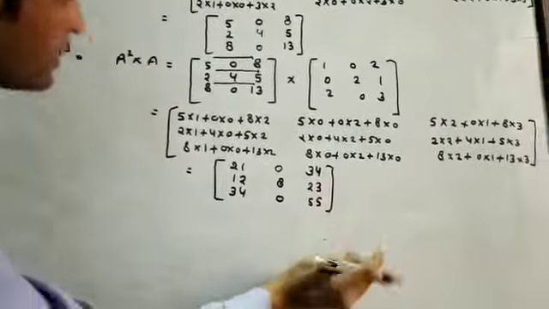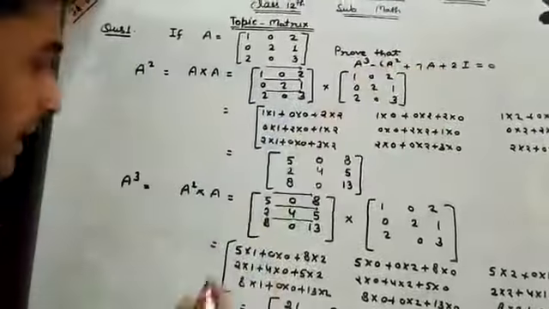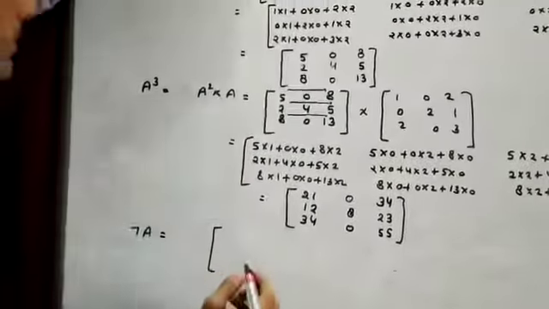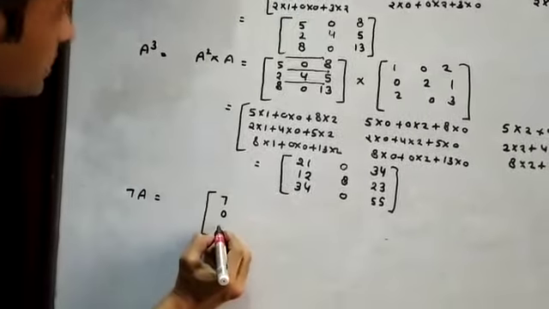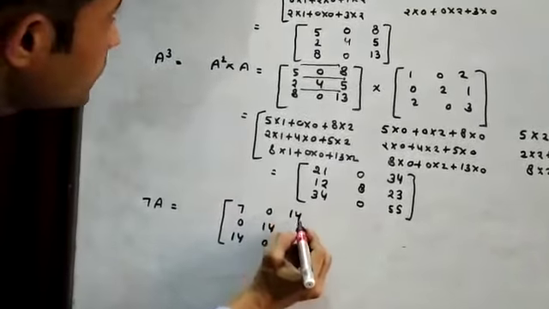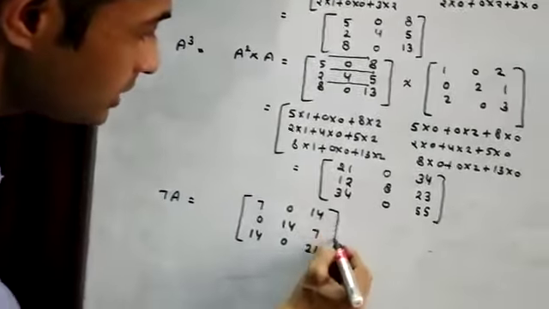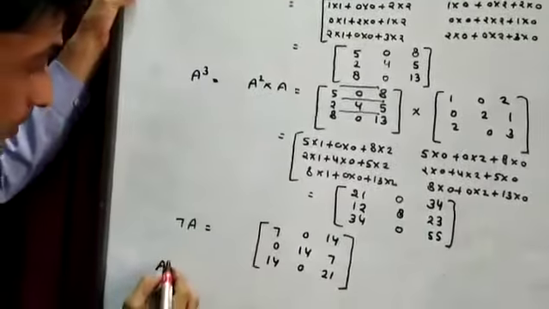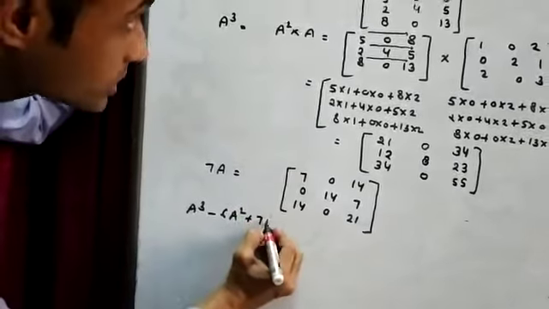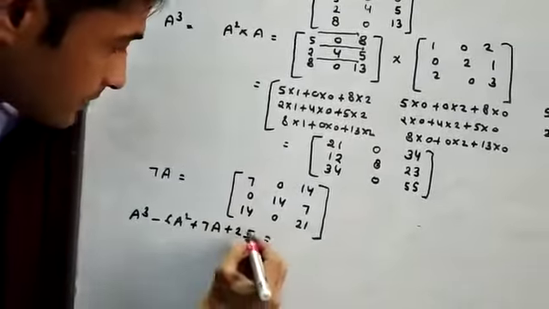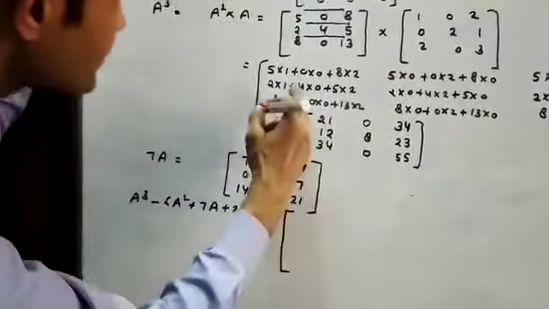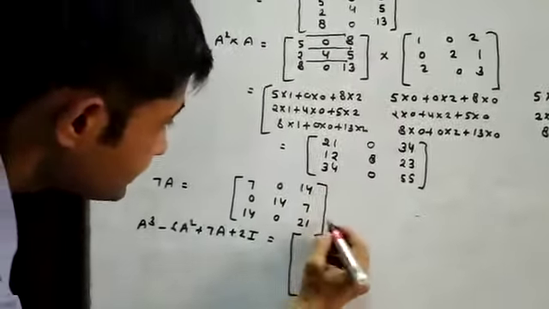Now after it, 7A. So 7A means you have to multiply 7 into this matrix. So 7 multiply 1 is 7, 0, 7 multiply 2 is 14, 0, 14, 0, 14, 7, 21. Now we put all these values into this equation. First of all we write the equation. Your A cubed is this.